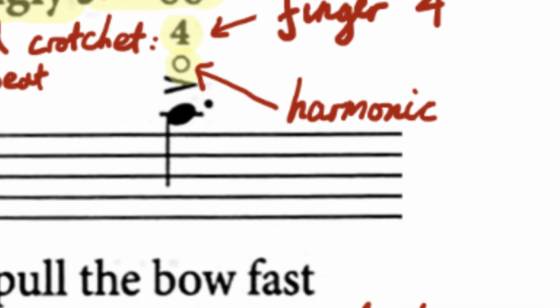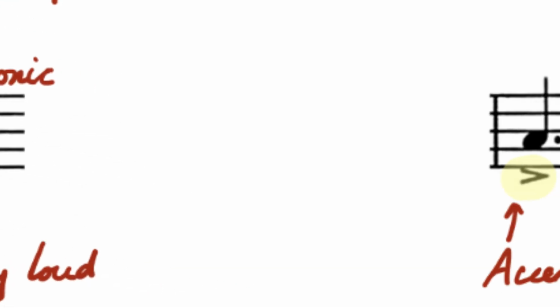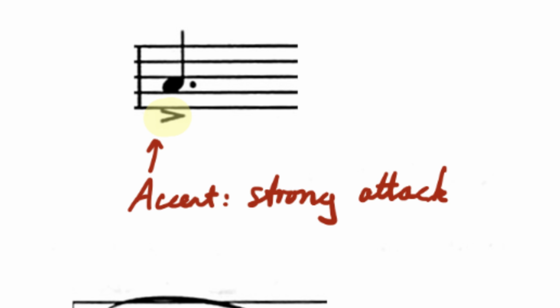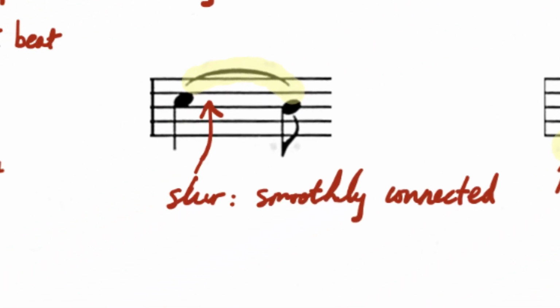The circles above the note heads are harmonics, instructing you to place your finger as light as a feather on the string. The sideways V is an accent, instructing you to play the note with a strong attack, or loudly and forcefully. The curved line connecting the notes together is a slur, meaning that the notes are to sound smoothly connected, and on violin, we do that by playing the connected notes all in one bow.